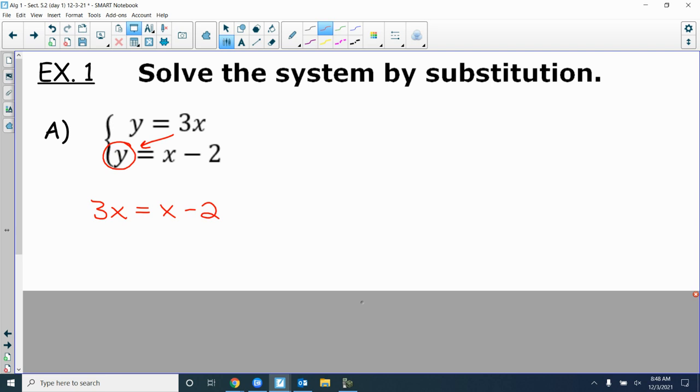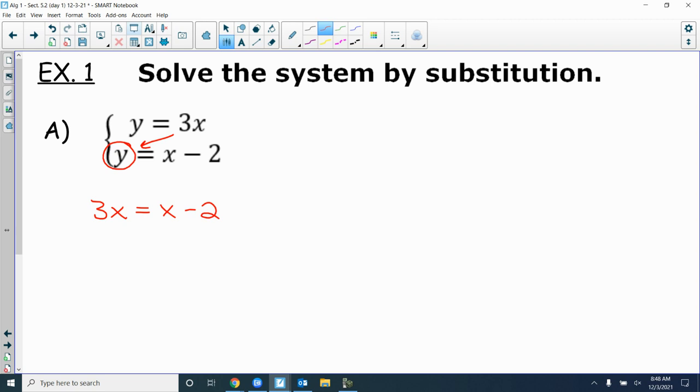Take a look at that equation. Go back to what we know. Can we figure out what x is? Solve for x. We're going to go back to our old ways. Subtract x. 3x minus x is 2x equals -2. Divide by 2. Now I get -1.